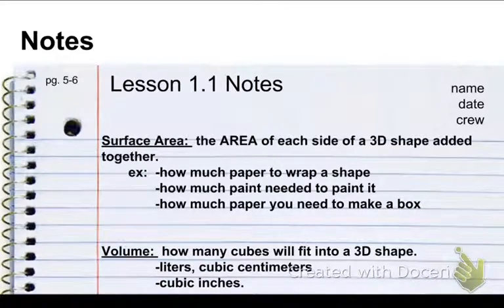Surface area is the area of each side of a 3D shape added together. If you take the areas of the top, the bottom, the sides, and add them all together, that gives you the surface area, the area of the entire surface of the shape. Some examples would be: how much paper would it take to wrap the box? How many square inches would it take to wrap the box? How much paint would you need to paint it? How much paper would you need to build that box?